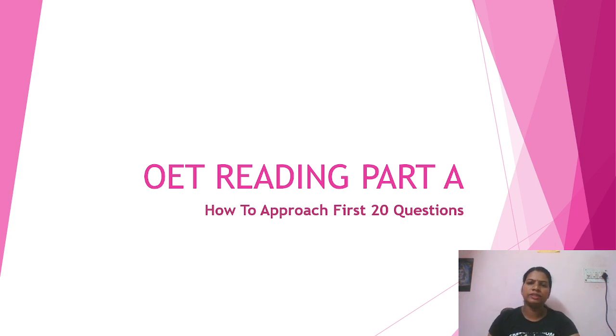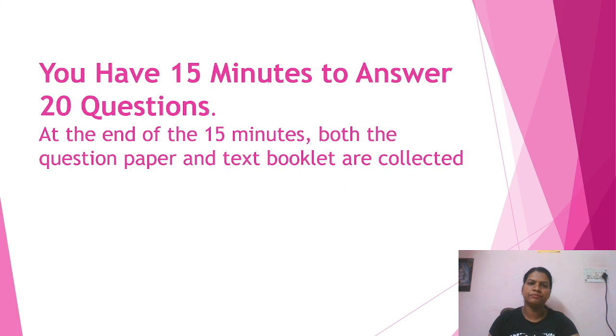Today I am going to discuss the OET Reading Part. In OET Reading Part A, you have to complete 20 questions in 15 minutes. I repeat once more: you have to complete 20 questions in a 15-minute period. So time management is very important in OET Reading Part A. At the end of the 15 minutes, both the question paper and the text booklet are collected. So you have to manage your time very carefully.